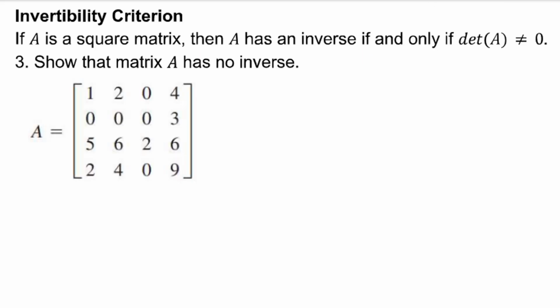Invertibility criterion. If A is a square matrix, then A has an inverse if and only if the determinant of A is not equal to 0. For number 3, show that matrix A has no inverse.